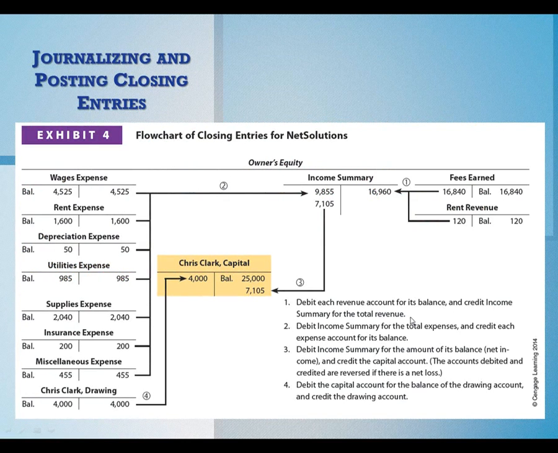All right, so let's talk about that. Fees earned is always a credit. So in order to close it out or get it to 0, I am going to debit it. Rent revenue is always a credit, but to close it out, I'm going to debit it. So as we look here, we're going to debit those accounts, and the sum of that total will go into income summary. So we would debit fees earned, we would debit rent revenue, we would credit income summary for the total.